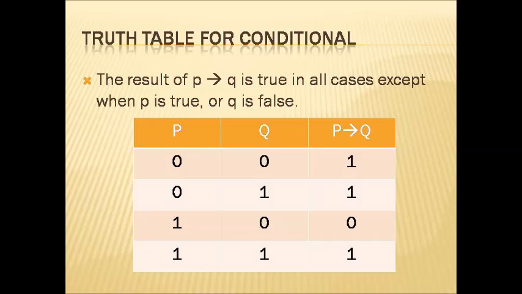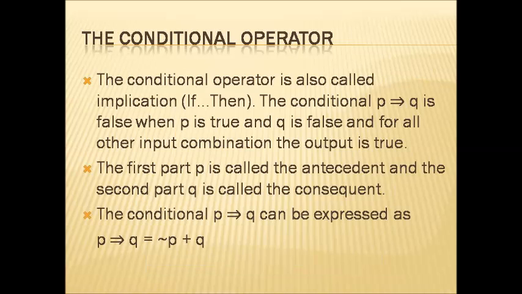Okay. So there are some facts about the conditional operator. The conditional operator is also called implication. We join two propositions using if-then. The conditional P implies Q is false when P is true and Q is false. And for all other input combinations, the output is true. And please note that in P implies Q, the first part P is called the antecedent and the second part Q is called the consequent. Okay.